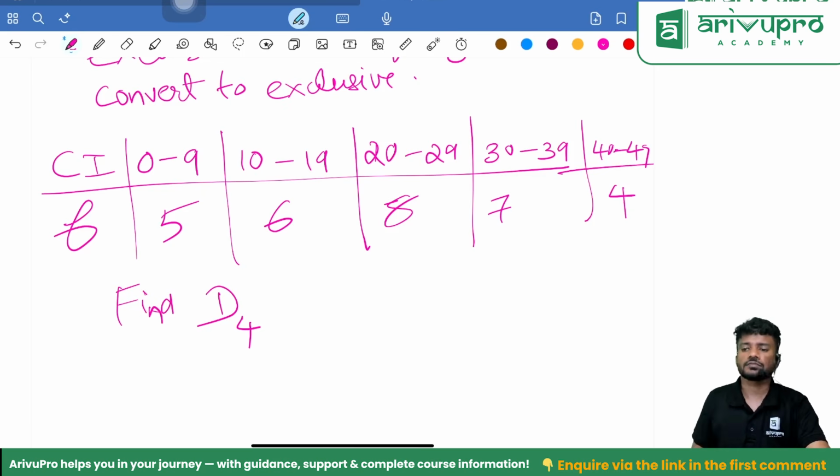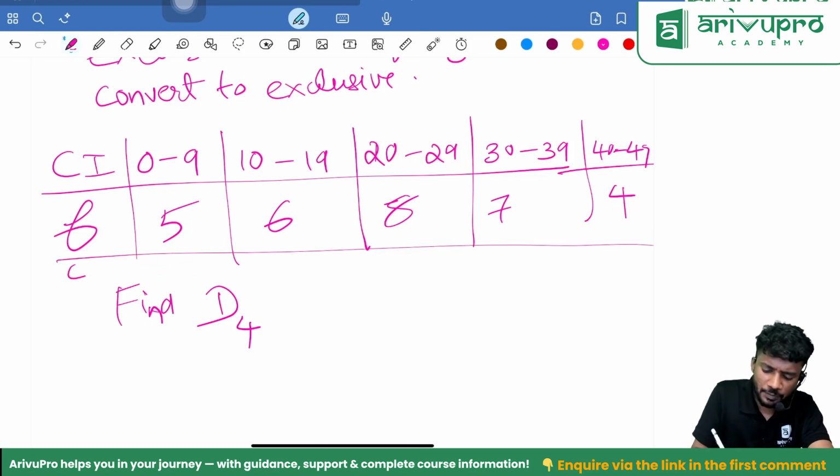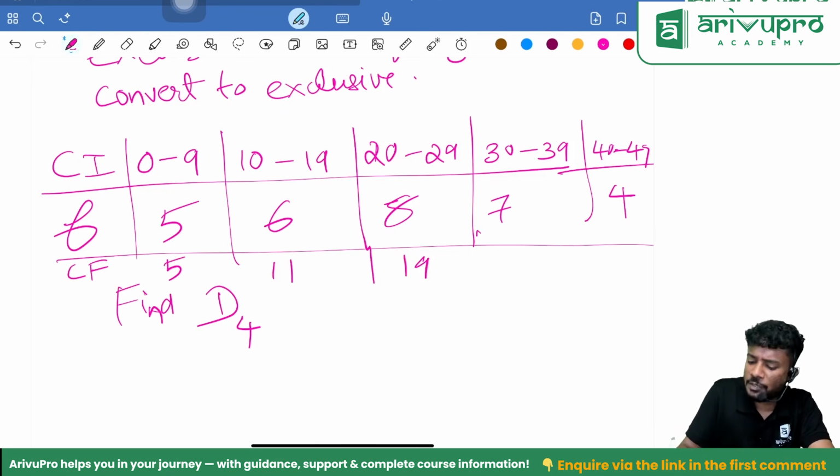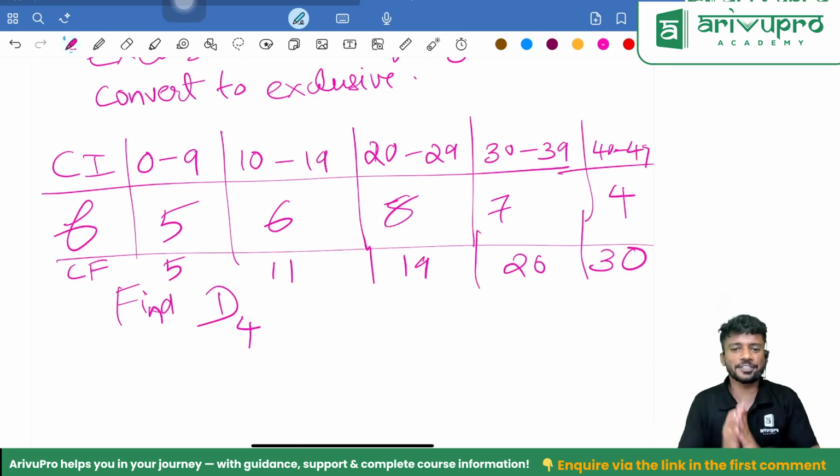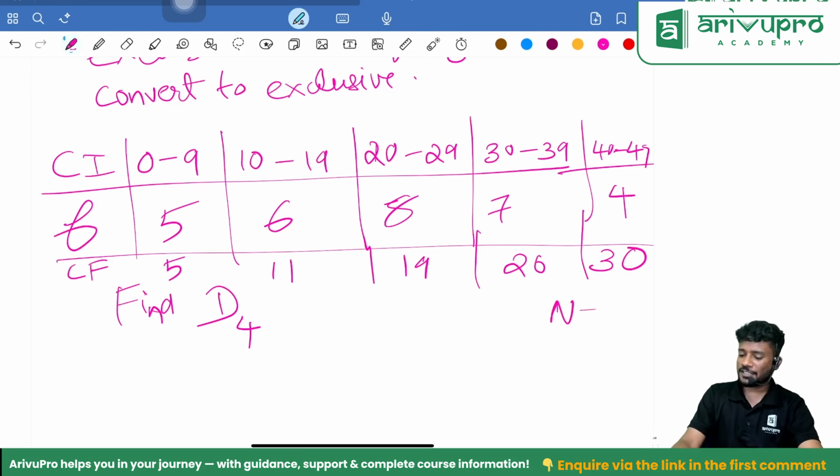D4, decile 4. Now, what is the first step? Whenever we are finding, the first step is to find CF. That is 5, plus the next one, 11. 11 plus 8 is how much? 19. 19 plus 7 is how much? 26. 26 plus 4 is how much? 30. Oh, by chance it became 30. Good.